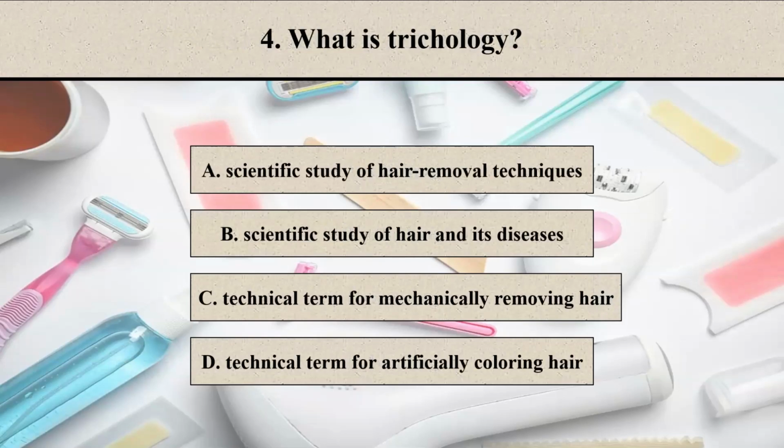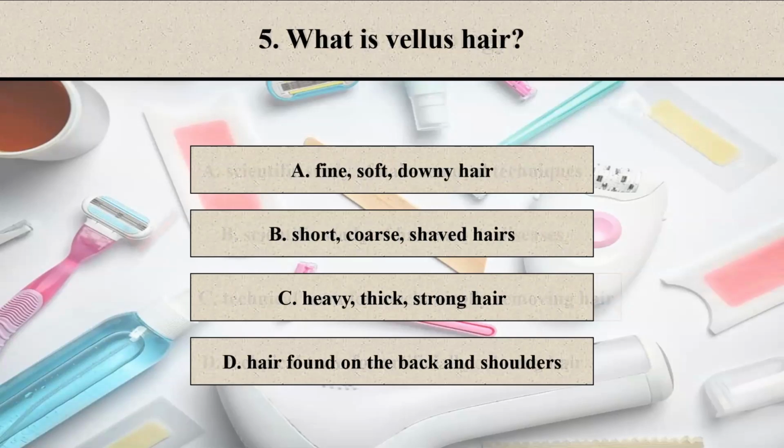What is trichology? Is it scientific study of hair removal techniques, scientific study of hair and its diseases, technical term for mechanically removing hair, technical term for artificially coloring hair? If you chose B, scientific study of hair and its diseases, you are correct.